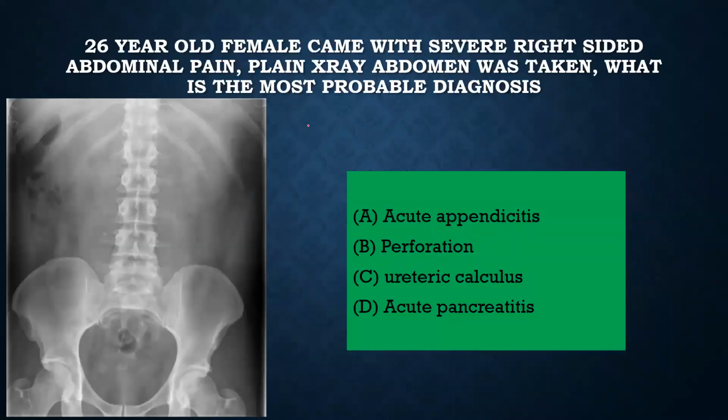A 26-year-old female came with severe right-sided abdominal pain. A plain X-ray abdomen was taken. So what is the most probable diagnosis? I will start the poll again. Yeah, one question, I will come to it. Okay, before that, we can do this question. So a 26-year-old female with abdominal pain, I will start the poll. See the X-ray carefully. I think it is easy for you to make the diagnosis.